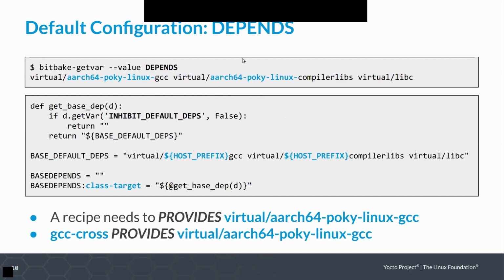And as we are in the default configuration target, the host is the same as the target. So the target, which in this example is aarch64, means the default value for DEPENDS is virtual/aarch64-poky-linux-gcc in this example. So we need a recipe that provides this package now in order to be used by any target recipe. So gcc-cross is what provides virtual/aarch64-poky-linux-gcc. Now we need to know the meaning of this cross type.